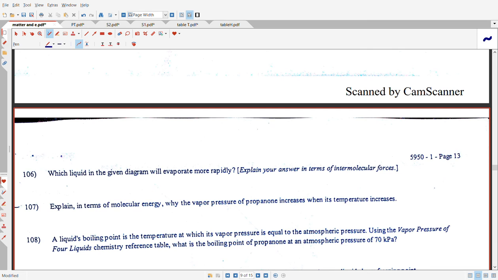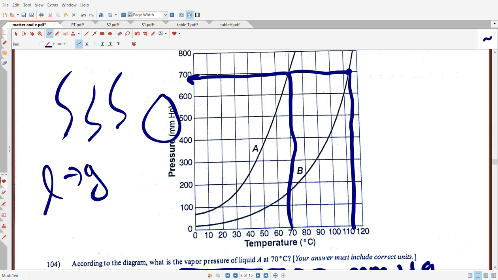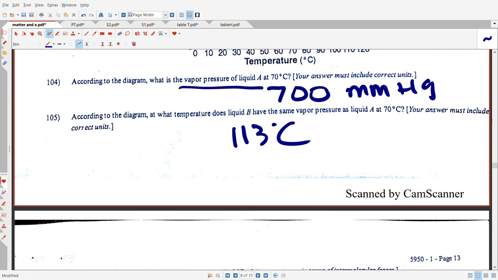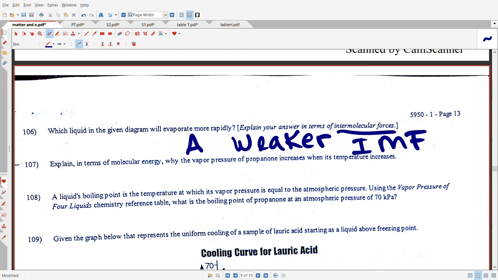Which liquid in the given diagram will evaporate most rapidly? Well, A is first here. So A is the one that turns into a gas first. And when you evaporate, you have weaker intermolecular force. Anyway, when you boil first, you have weaker forces between the molecules. That's why you're turning into a gas.